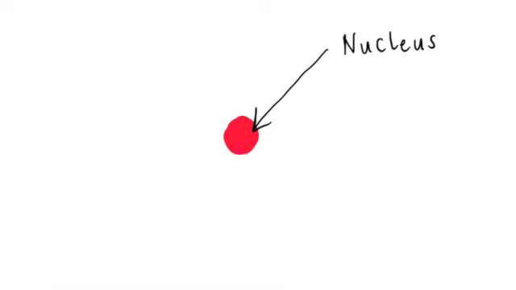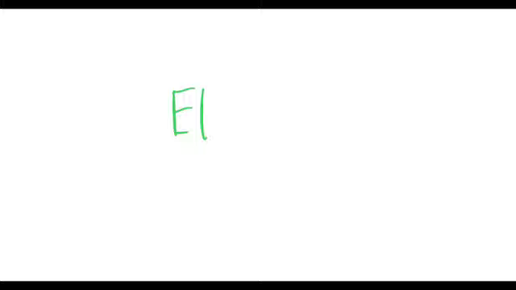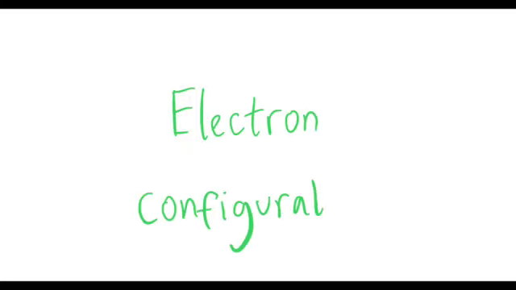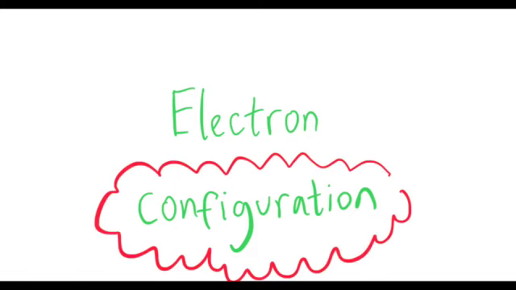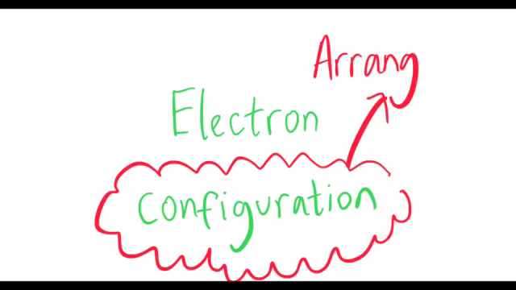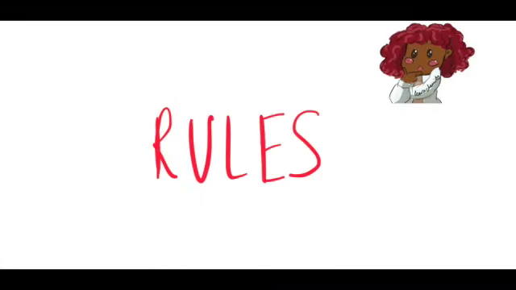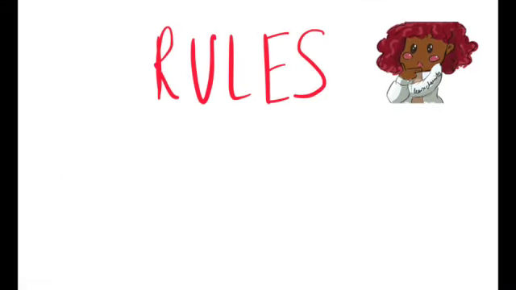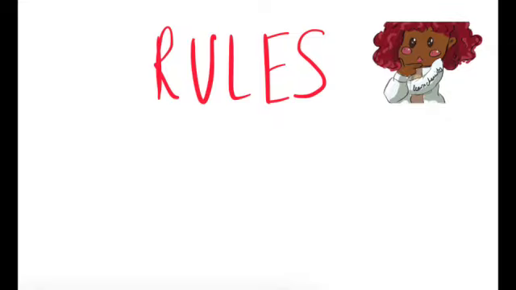Let's recall the structure of an atom. At the center of the atom we have the positive nucleus, and going around the positive nucleus we have electrons in shells. Now, what is electron configuration, the title of today's video? Well, the word configuration means arrangement, so it's the arrangement of electrons.